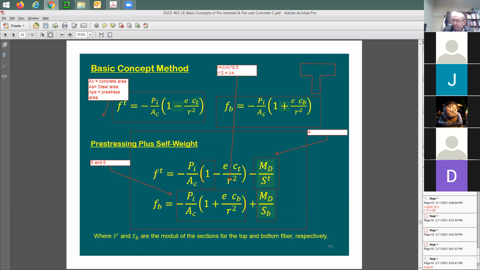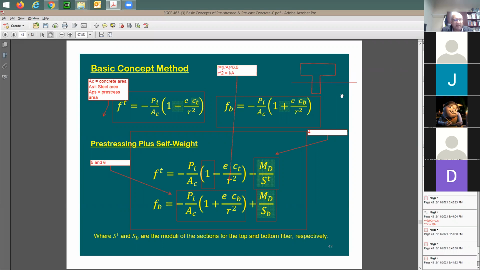Sorry, so for C top and C bottom, it would just be 12 since we're doing rectangular? In the rectangular section, yes, but you need to develop it for something like this. You're going to do here the neutral axis, and then your spreadsheet is going to be calculating it out.